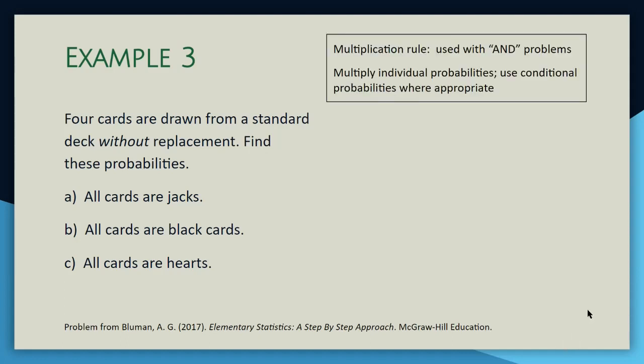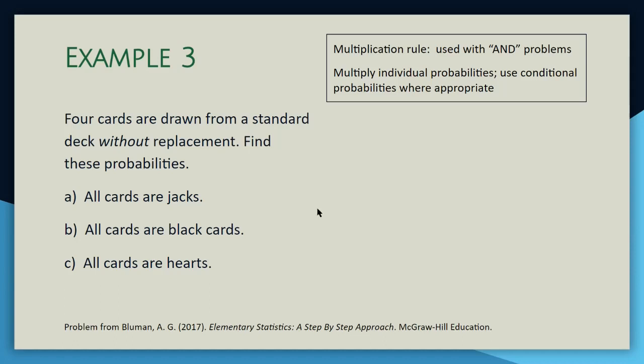So these problems involve "and," even though they don't say "and." If I want to say all cards are jacks and I'm drawing 4 cards, that means a jack and a jack and a jack and a jack. So sometimes these "and" problems are stealthy and you have to think about how you would write that word statement out. And if you have to use "and" to explain it, it's a multiplication rule problem.